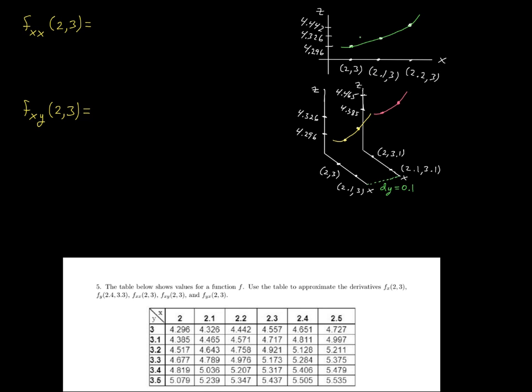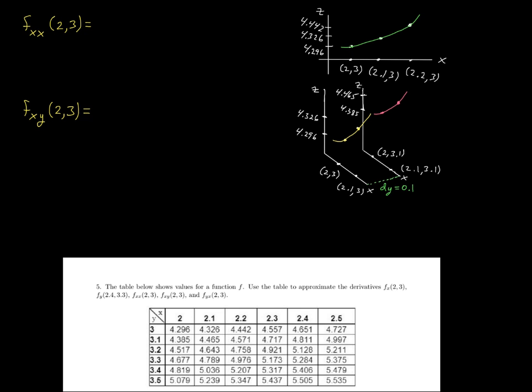And we know the height there is 4.326. But then what I want to know is, okay, I measure that x slope, but what if I go forward a little bit more in the positive x and then measure this slope? How do those two slopes compare? That's what fxx is really measuring.